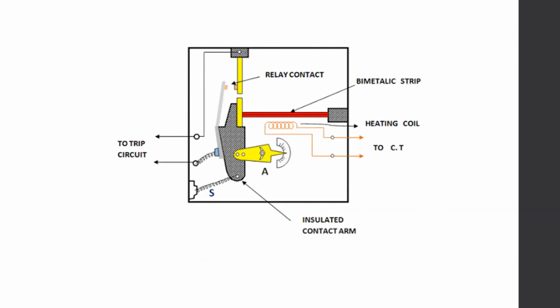The picture here depicts the thermal relay configuration. As you can see, a bimetallic strip is connected. This bimetallic strip is being heated with the help of the heating coil. The heating coil is getting energized from the CT. Also, the spring connections are used to hold the relay contact at its position under normal conditions. Whenever a situation of overvoltage or overcurrent occurs, this is reflected in the heating coil, and this heating coil will heat and act on the bimetallic strip.